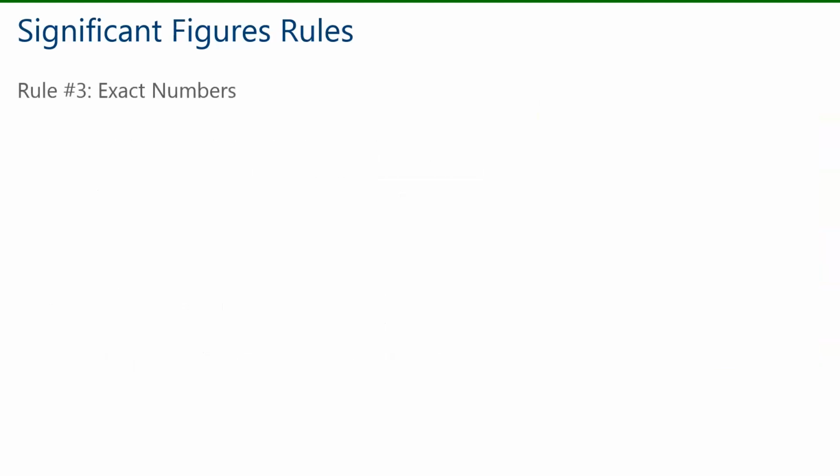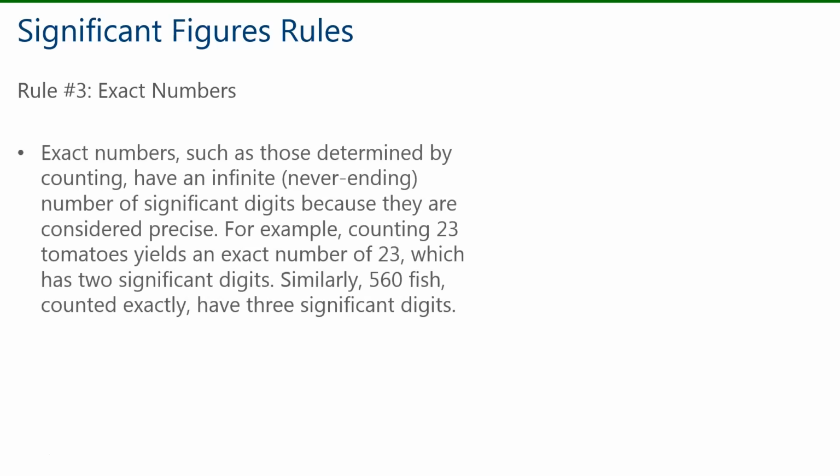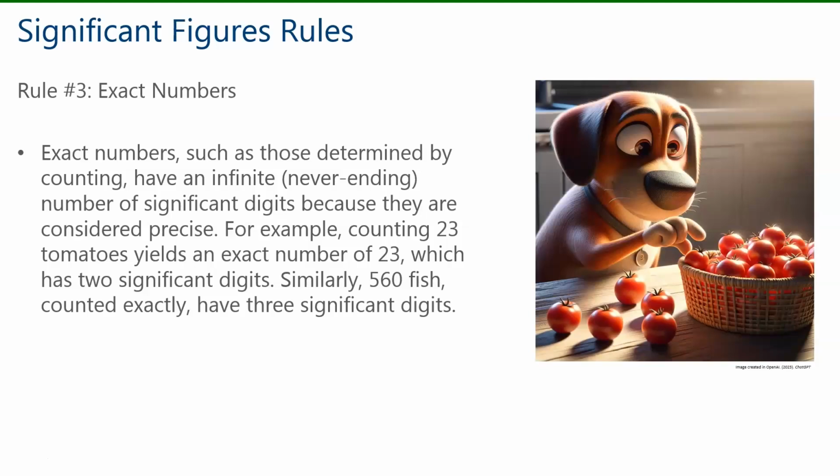Now let's look at the rule for exact numbers. Exact numbers, such as those determined by counting, have an infinite, which means never-ending, number of significant digits because they are considered precise. For example, counting 23 tomatoes yields an exact number of 23, which has 2 significant digits. Similarly, 560 fish, counted exactly, have 3 significant digits. So in this case, because it's a counted number, the rules that we talked about previously don't apply. All those numbers in the 560 are considered significant. It has 3 significant digits.